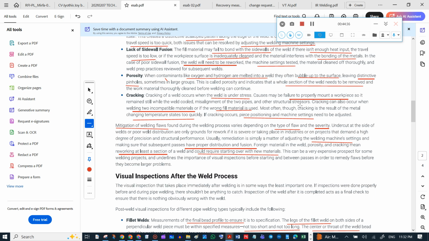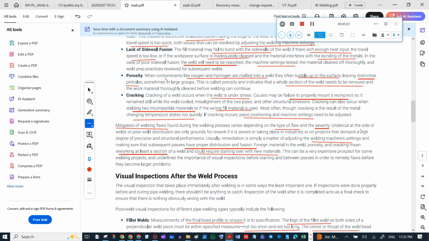and other structural stresses. It also occurs when welding two incompatible materials, or if the wrong filler material is used. Cracking is also the result of metal changing temperature states too quickly. If cracking occurs, piece positioning and machine settings also need to be adjusted. So mitigation of welding flaws depends upon the type of flaw and severity.